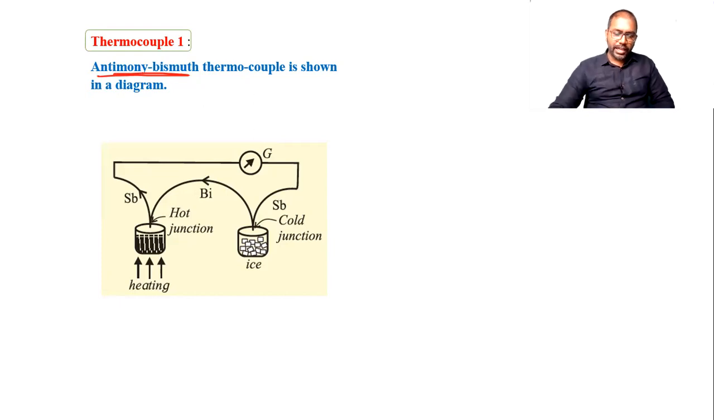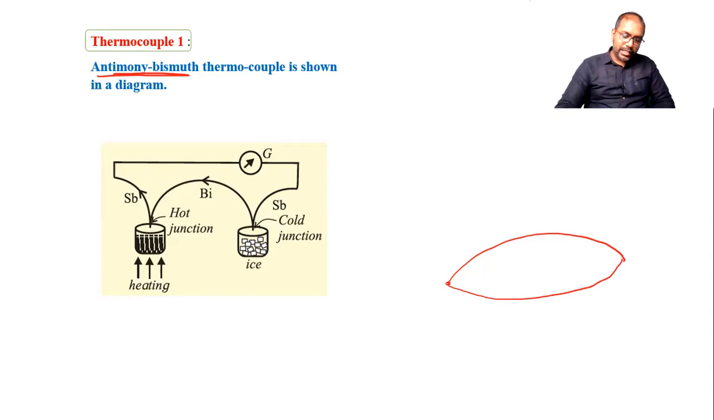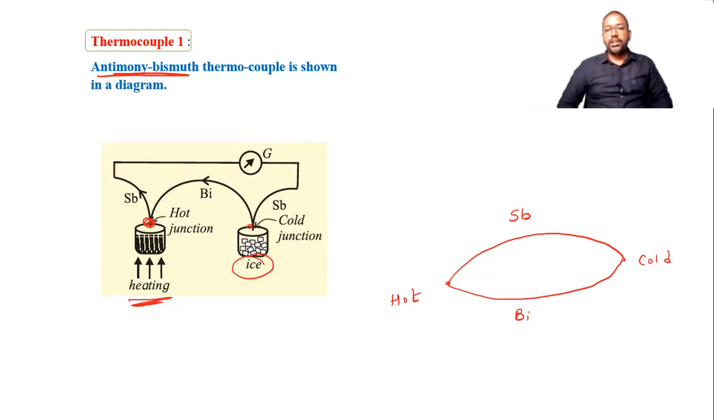A simple diagram I can also draw here. So this is the first material and this is the second material. Let me consider this is antimony and this is bismuth. I consider this is the hot junction and this is the cold junction. This junction we are heating, and this junction we place in ice, means this is the cold junction. Now when we maintain these two junctions at different temperatures, then current flows through this, means thermo EMF is generated.